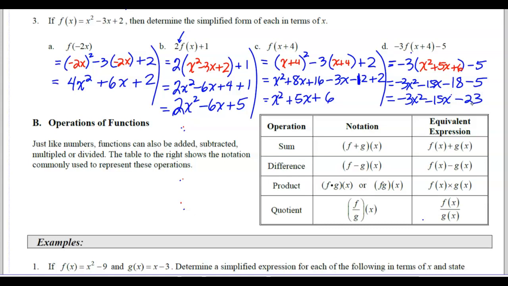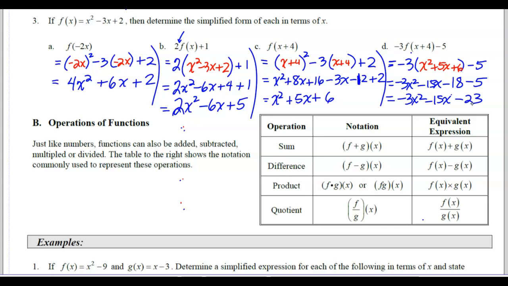Now we're getting into the operations. So just like numbers, functions can also be added, subtracted, multiplied, or divided. The table to the right shows the notation. So short form, we use brackets there. So bracket f plus g of x is the faster way of saying f of x plus g of x. It saves you a set of brackets, basically. Okay, so it does not mean that we're multiplying f times x and g times x.